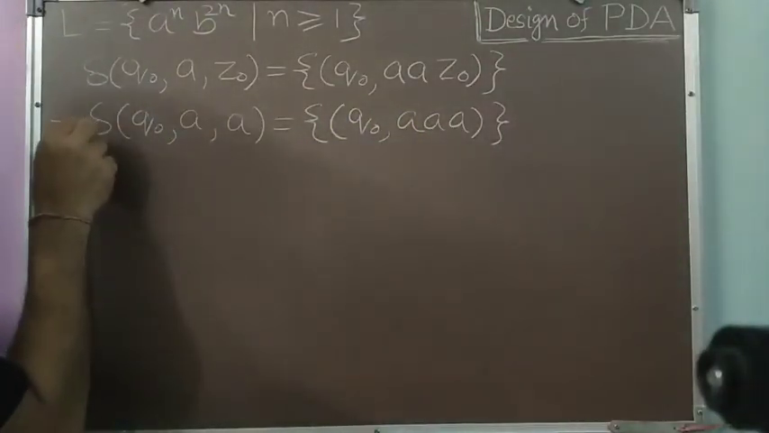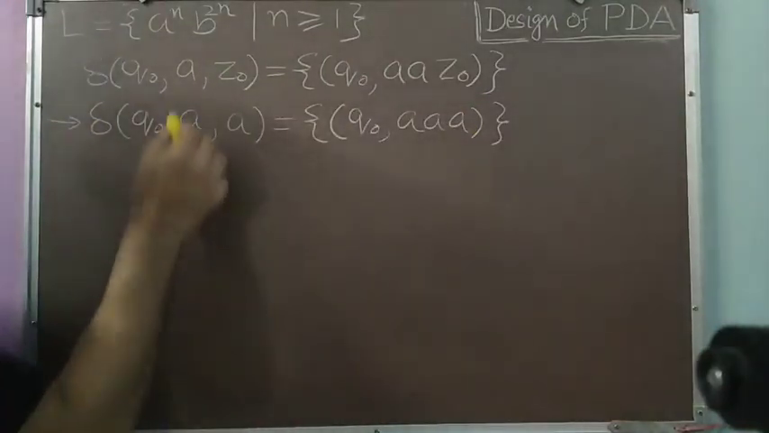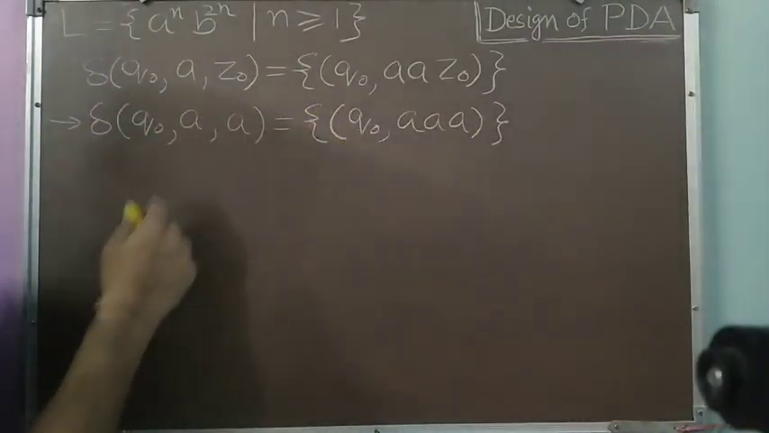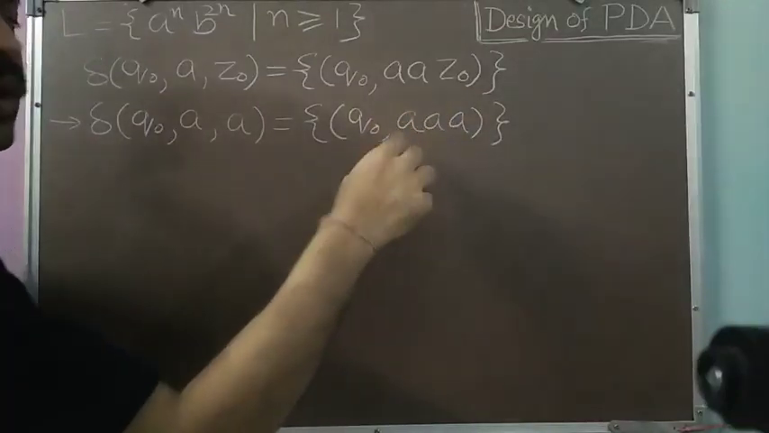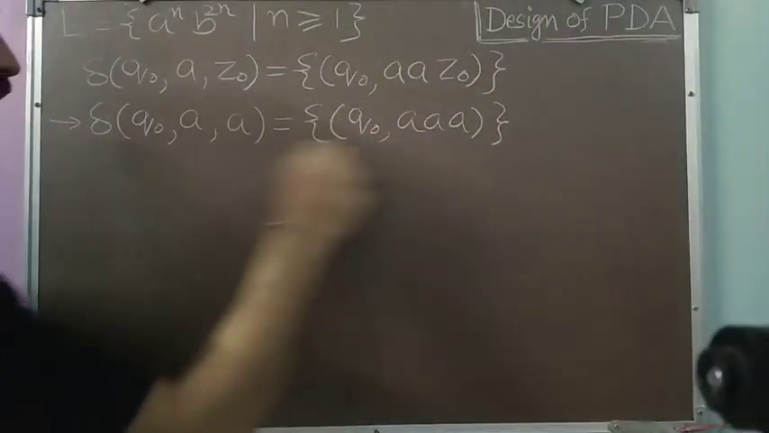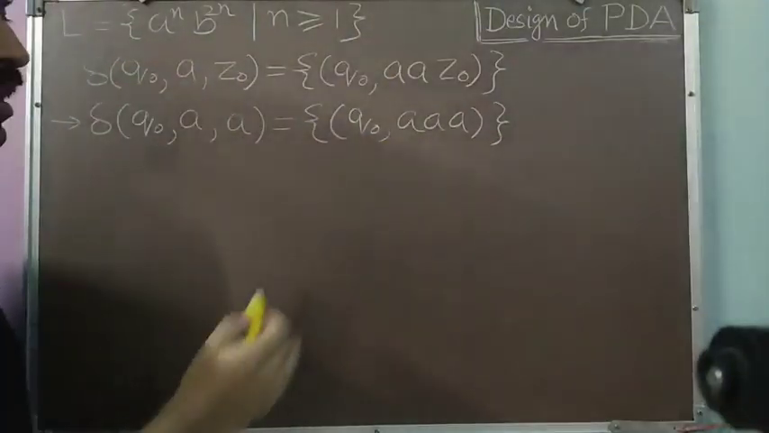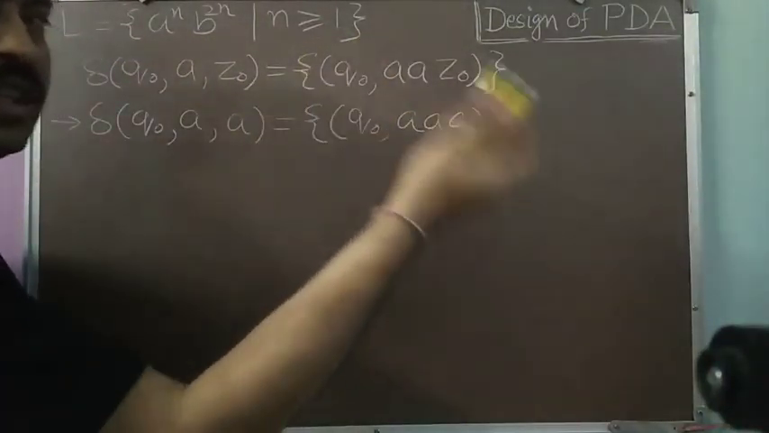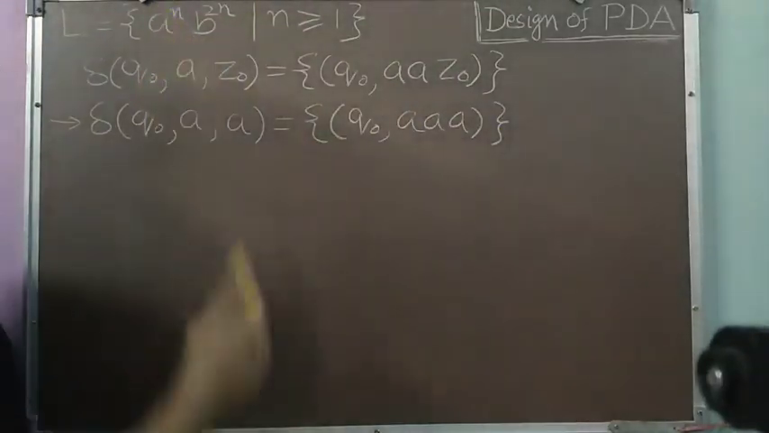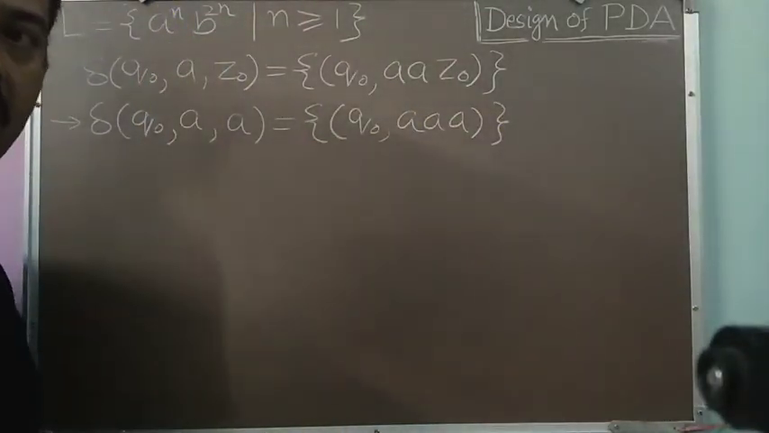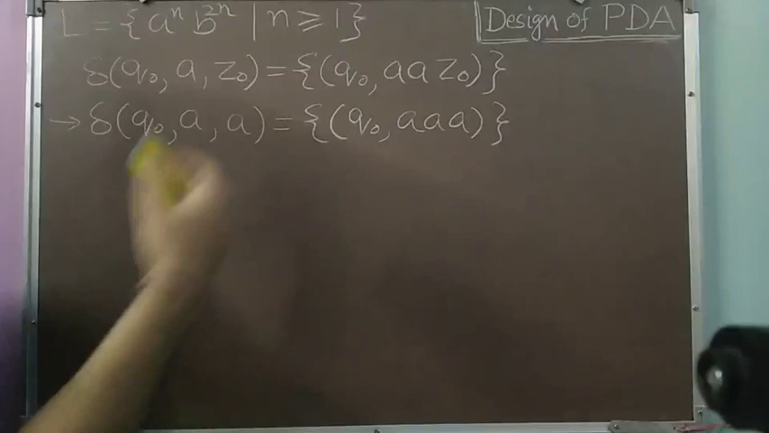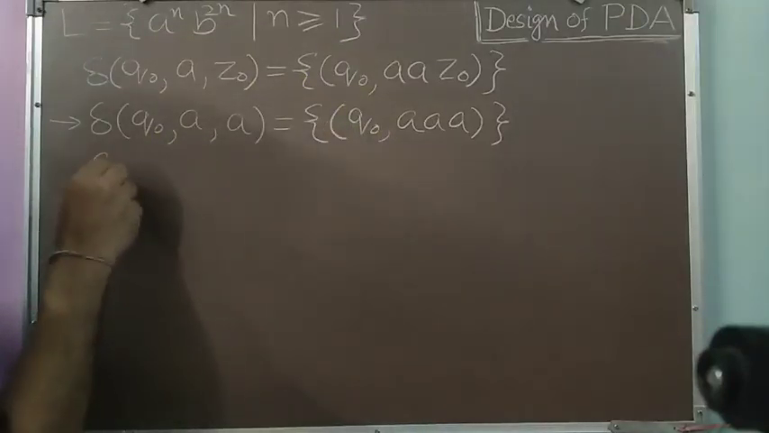So I will keep on using this particular transition many number of times. Corresponding to each second and subsequent A, I will be pushing two A's over the push down store. So whenever I finish all my A's, I will have twice the number of A's over the push down store as I have received in the input. Now all A's have been pushed successfully. Then I will start matching.